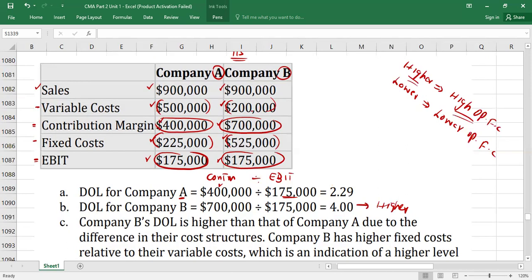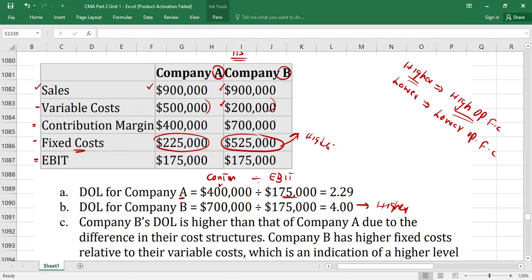Let's check the question about fixed cost. So here we have the fixed cost, guys. Company B has 525,000 of fixed cost, and company A has 225,000. Obviously, company B has higher fixed cost, so it means this business is more risky.